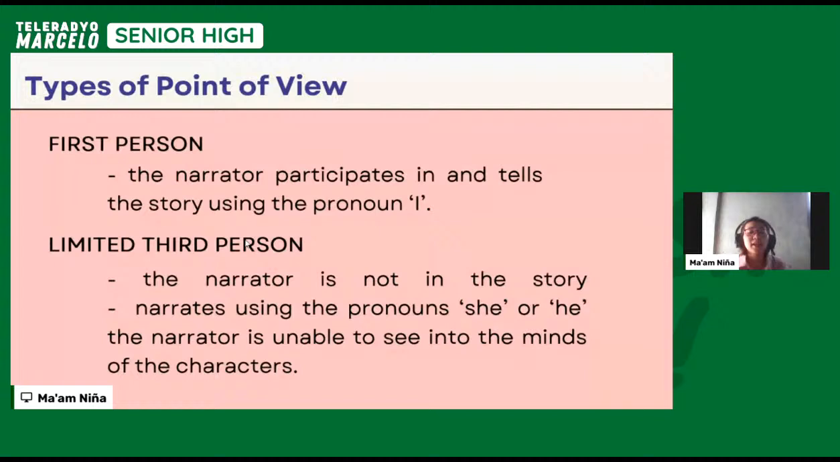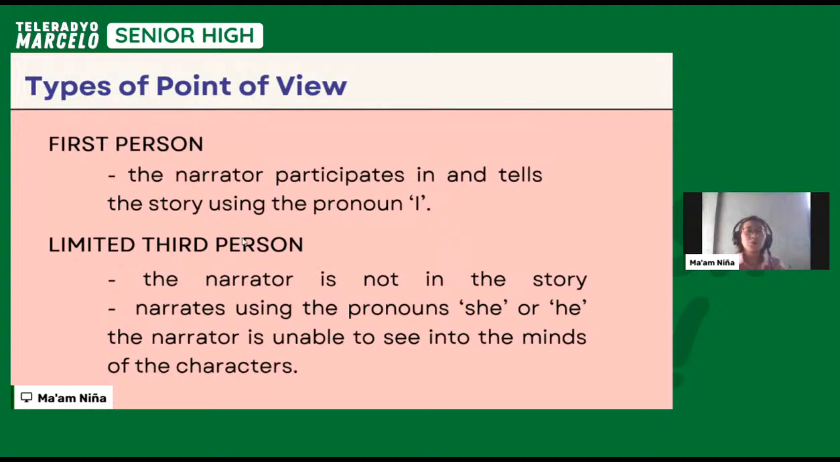On the other hand, we also have the limited third person. When we say limited third person, the narrator is not included in the story. But how does the narrator narrate? By using the pronoun she or he. But since this is limited person, the narrator is unable to see into the minds of the characters.